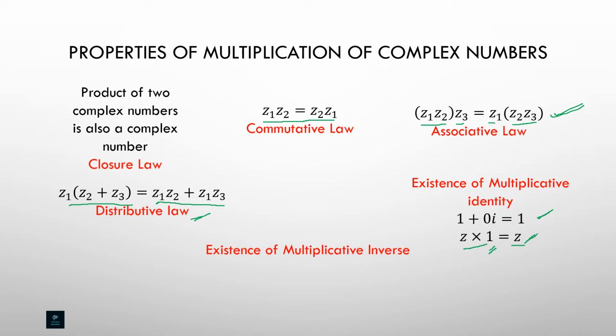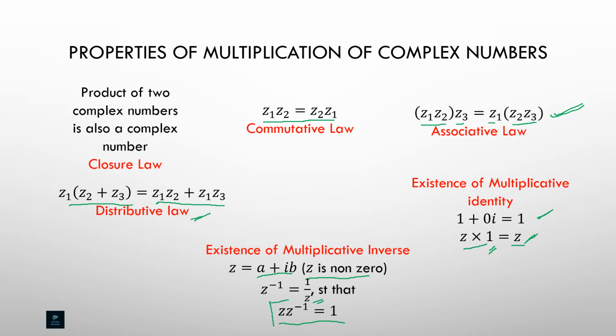And the last one is the existence of multiplicative inverse, which says that for every complex number z equal to a plus ib, if z is non-zero, then there exists a multiplicative inverse of z, that is z inverse equal to 1 by z, such that z times z inverse equals 1. For every complex number z, there exists a multiplicative inverse z inverse such that their product results in the number 1.